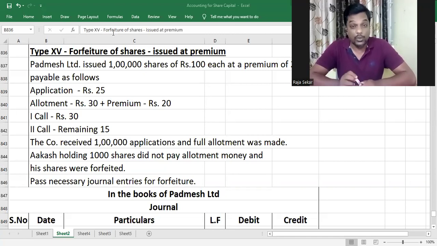And in this video, we're going to be learning how to forfeit shares which were originally issued at premium. We got to understand if that's actually going to change the procedure for forfeiture or not. And in order to help you understand that, I have something for you.